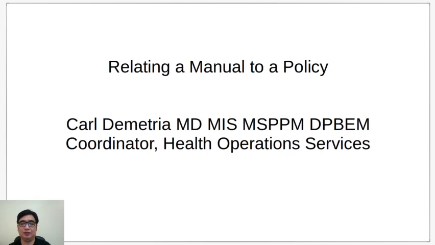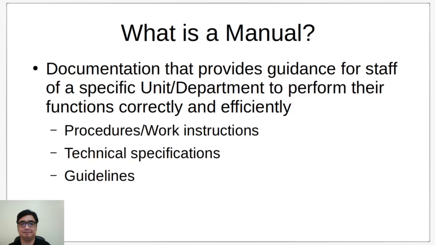So, this time we will be relating a manual to a policy. What is a manual? It is a documentation that provides guidance for staff of a specific unit or department to perform their functions correctly and efficiently. So in this manual, you will have your procedures or work instructions. You can also put in technical specifications that are unique to your unit or department.